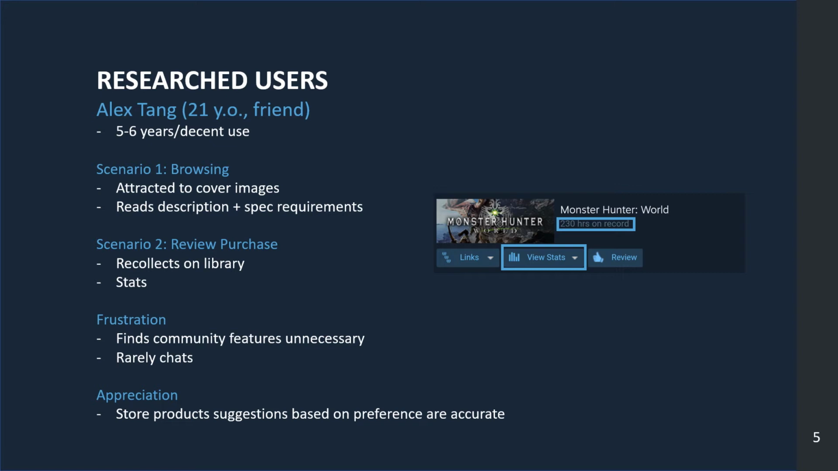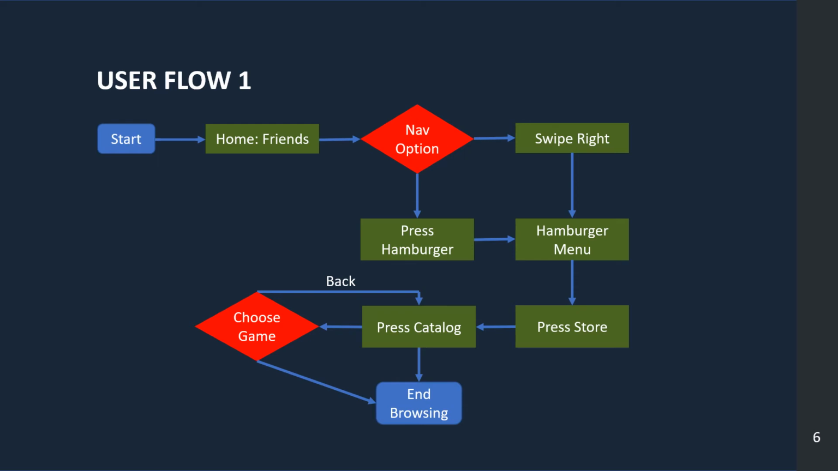For scenario 2, of how he reviews his purchase, he likes to occasionally look at his library of games on his phone to jog his memory of what he has, and he will also view the stats, which is a function that Steam provides, which gives you time played and other stats such as achievements and whatnot. The frustration he has is that the community features are unnecessary and clutter the menu, and he never uses them in the first place. He appreciates how the store is able to figure out what games you prefer and provide suggestions. This is the user flow based on Alex's experience.